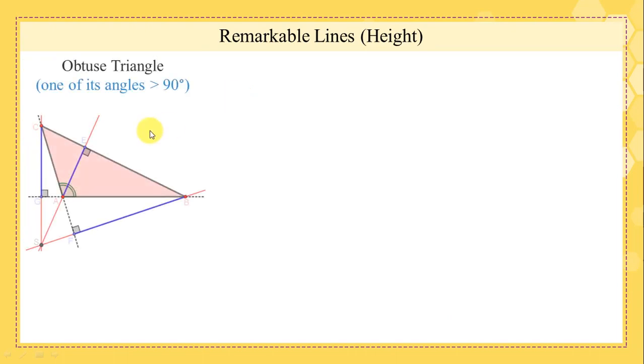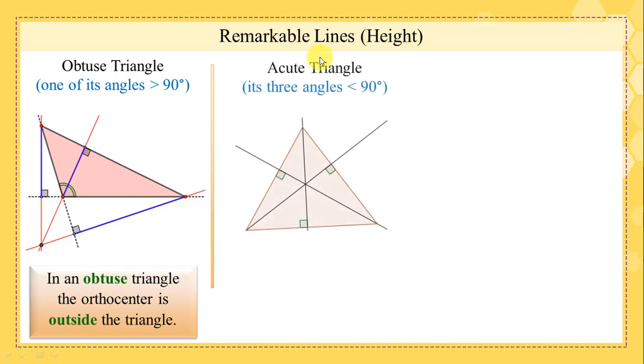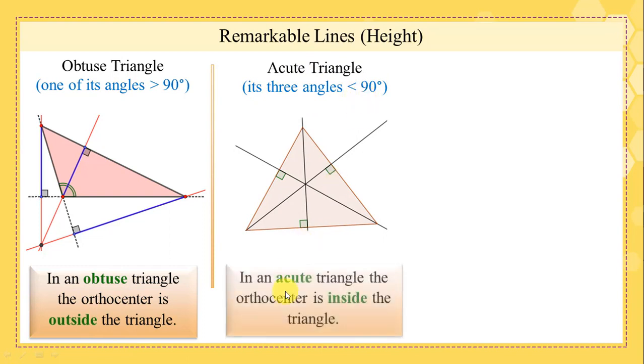So, here we have the first case, obtuse triangle: one of its angles is greater than 90 degrees, then the point of intersection of the three heights is outside the triangle. The orthocenter is outside the triangle. In case of an acute triangle, when the three angles are less than 90 degrees, the orthocenter is inside the triangle.